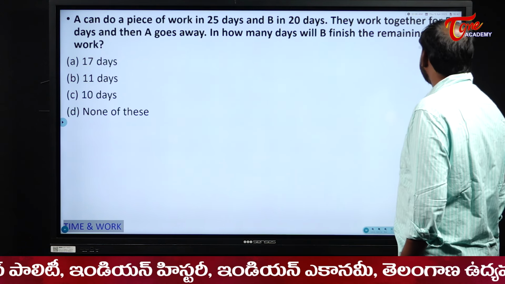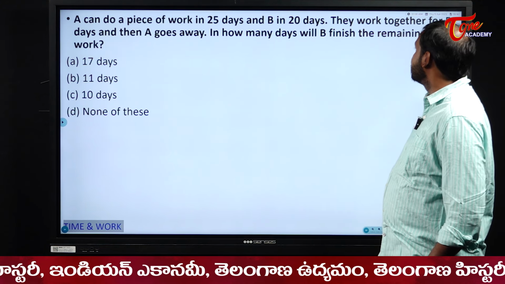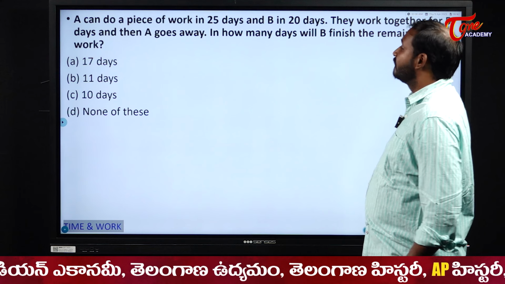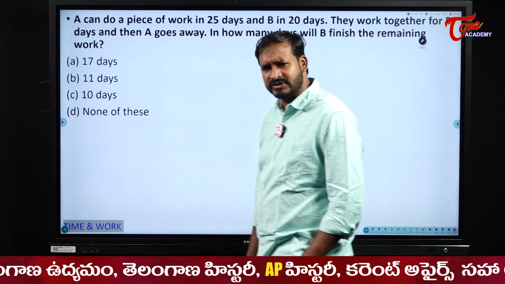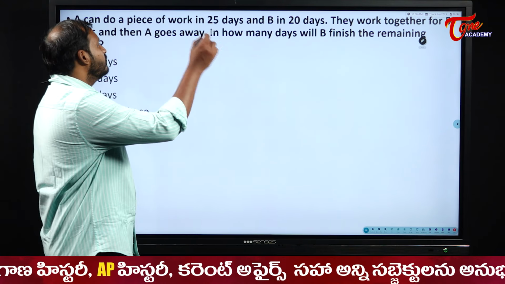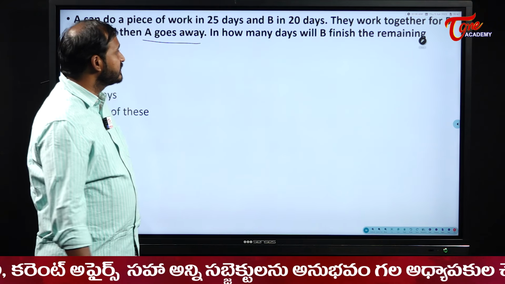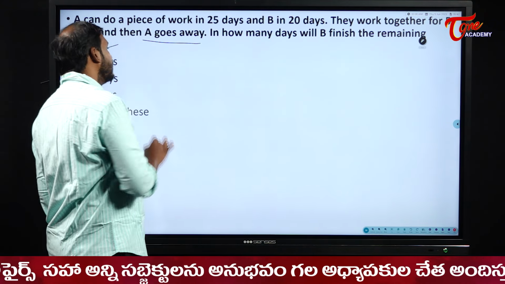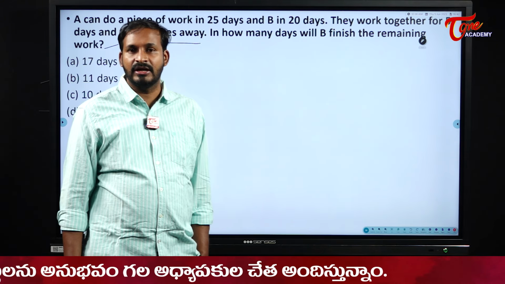Now next one. A can do a piece of work in 25 days and B in 20 days. They work together for 5 days and A goes away. In how many days do we finish the remaining work? Same question, but please observe there is one small change here, students. Now A is leaving the job. I need to tell in what day B will finish the remaining work. Two changes are there. I need to tell the remaining work will be finished in how many days.